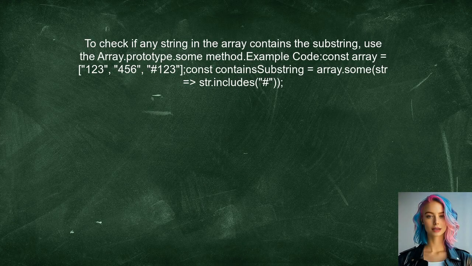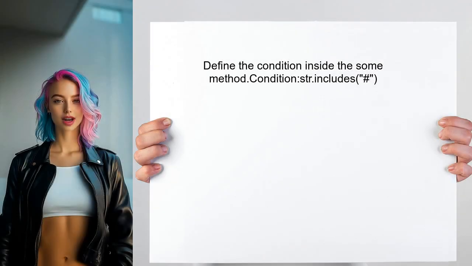To check if any string in the array contains the PID, the user can use the array.some method. This method tests whether at least one element in the array passes the test implemented by the provided function. Next, the user should define the condition inside the some method. In this case, the user will check if each string includes the PID number.